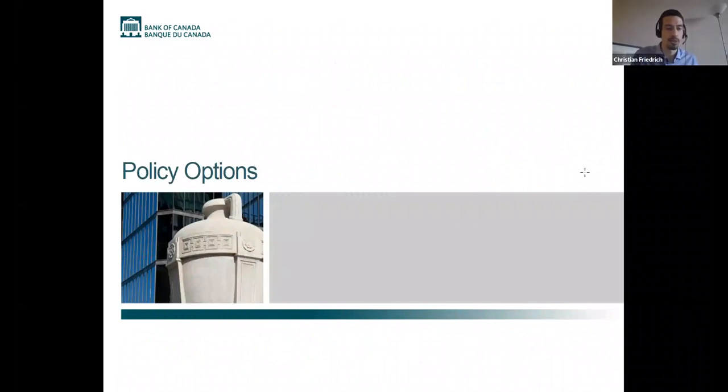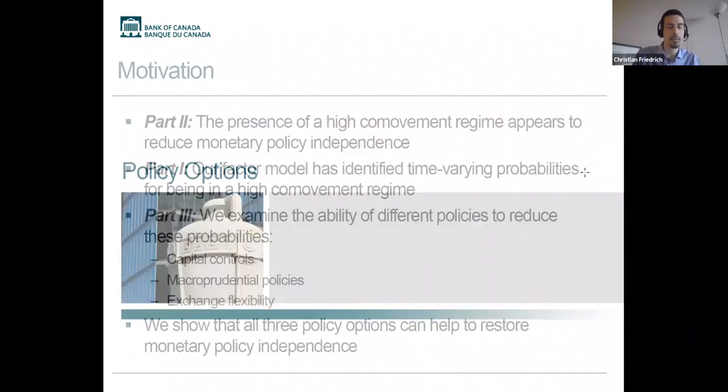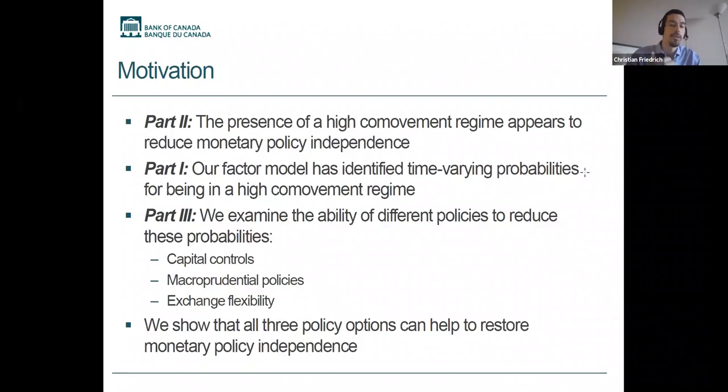Now, let me spend the last minute on talking about possible policy options. So I showed you in the last section that the presence of the high co-movement regime appears to reduce monetary policy independence. In the first part, I showed you the factor model, and we have identified these time-varying probabilities of being in a high co-movement regime. Now, in the third part, we take these time-varying probabilities, use them on the left-hand side, and look at how different policies to mitigate these probabilities can eventually increase monetary policy independence by decreasing them.